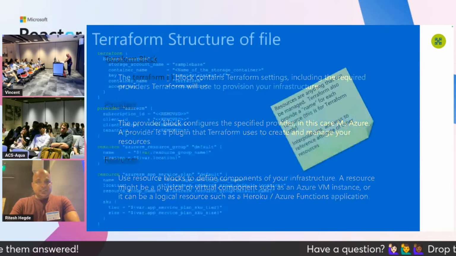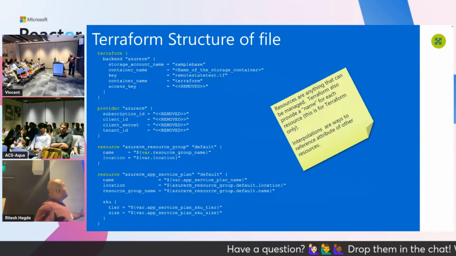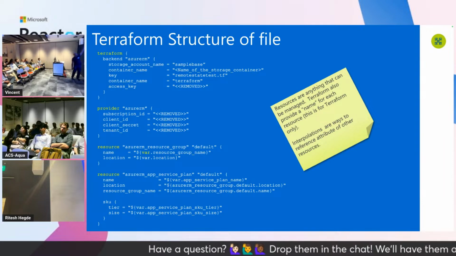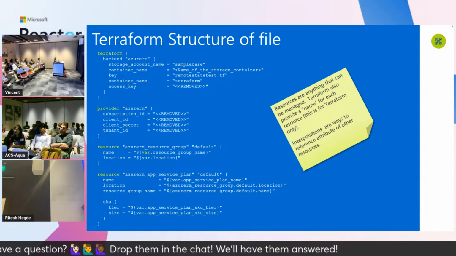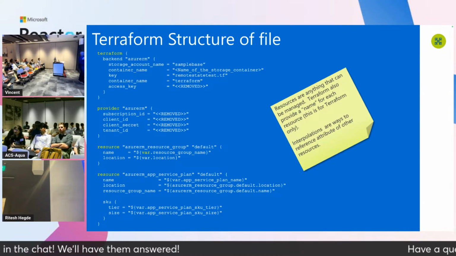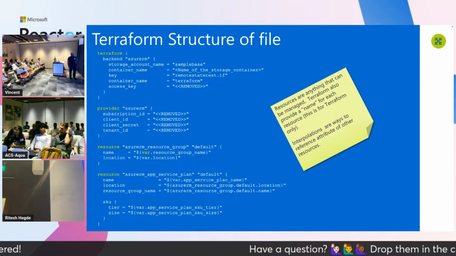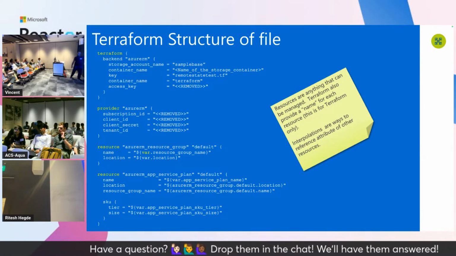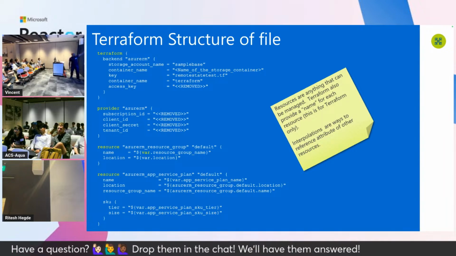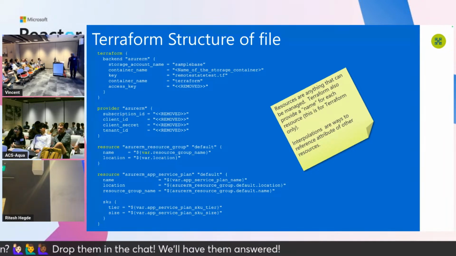Okay. This is what I was talking about. So you see Terraform, these curly brackets, this is one block. This is the provider block. This is the resource block. That's the Terraform block. As I said, whatever you give between these belongs to one particular resource or provider.